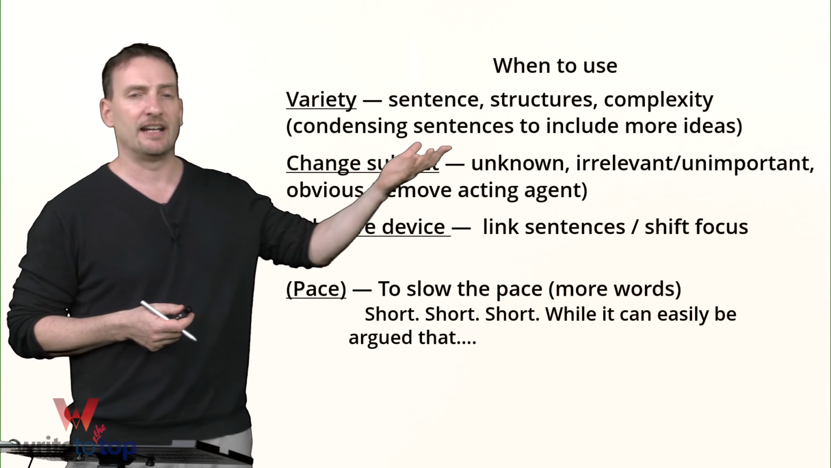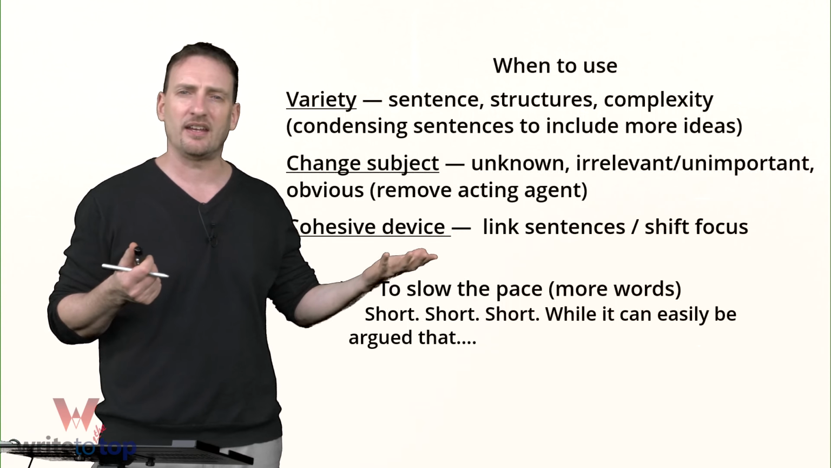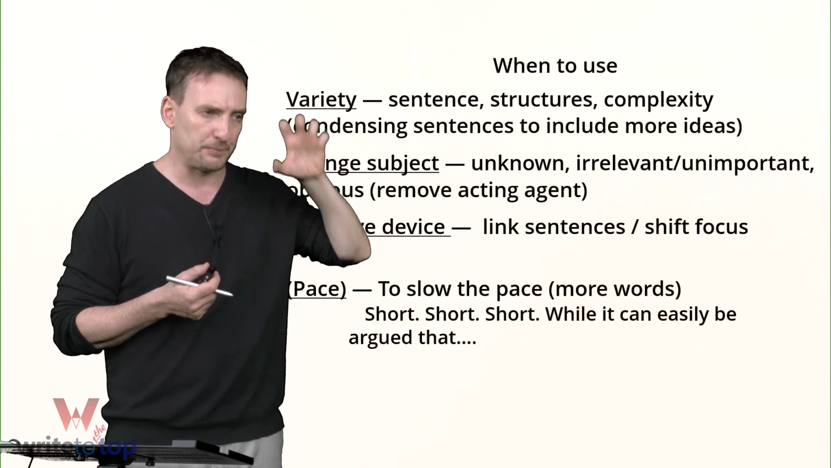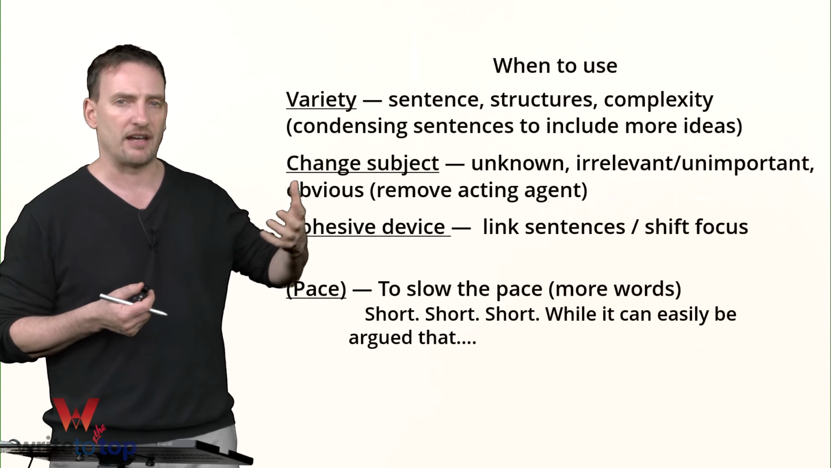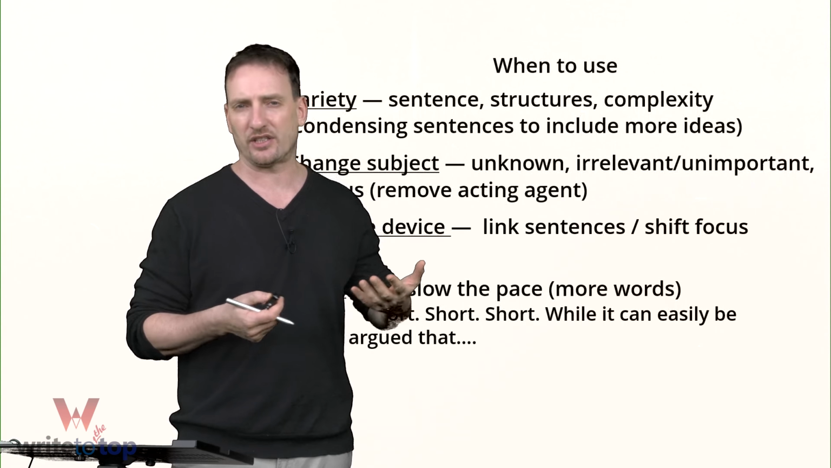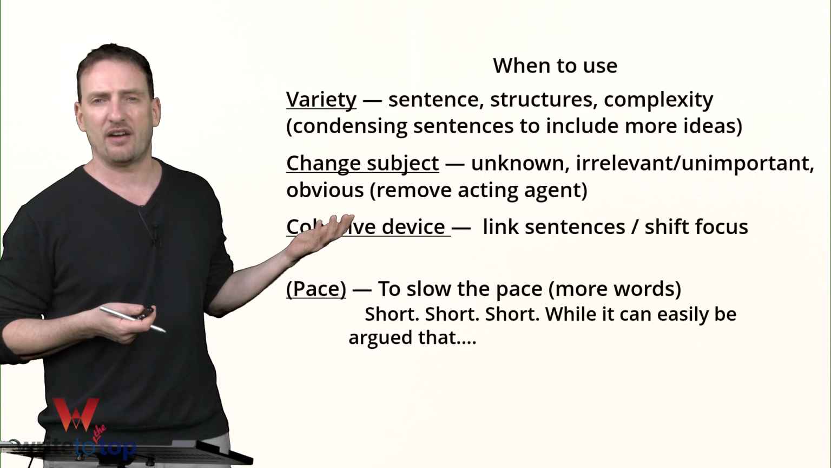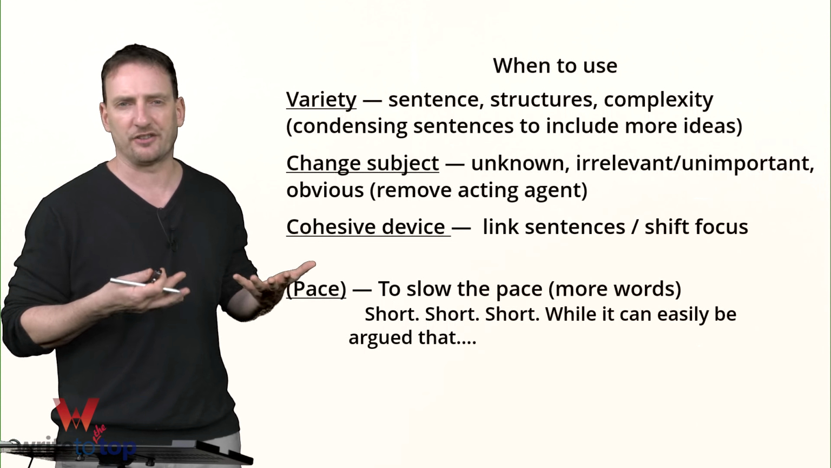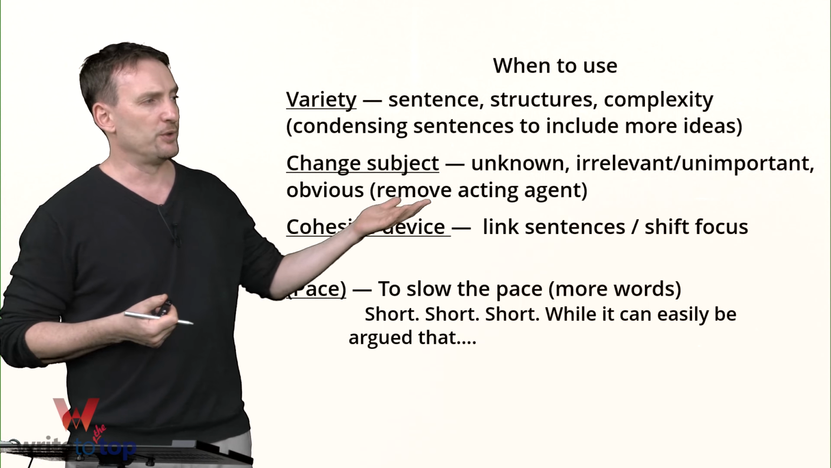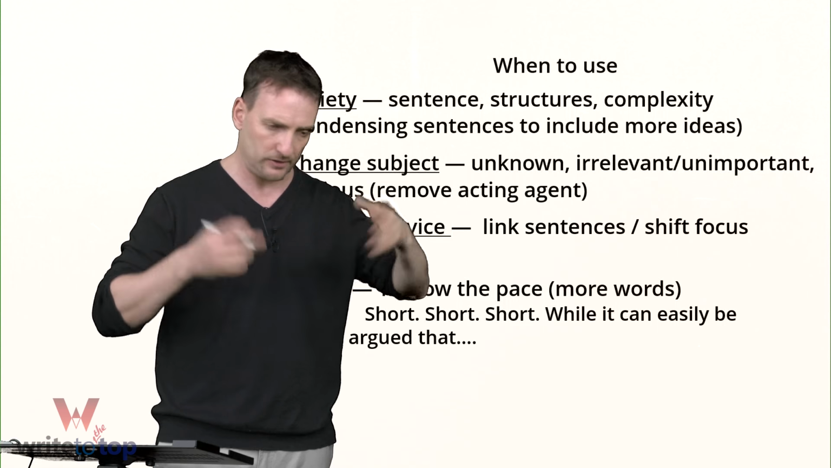If the subject is unknown, then how are you going to write? You can use there or it or they. A little bit weak sentence. It's better to use the passive and put a strong subject in rather than a weak one. If the subject or the thing or person doing the action is irrelevant or not important, take it out. If it's obvious, the reader can understand without being told, take it out, okay? Remove acting agent. So if the thing doing the action is not important, get rid of it.